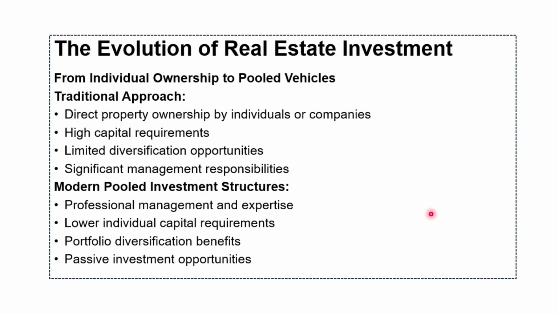So, the evolution of real estate investment: from individual ownership to pooled vehicles. The traditional approach has been direct property ownership by an individual or company. We have discussed this briefly earlier: the traditional approach of direct real estate investment, where direct buying of property is done, and that is how the investment in real estate is made, whether it's residential or commercial real estate.